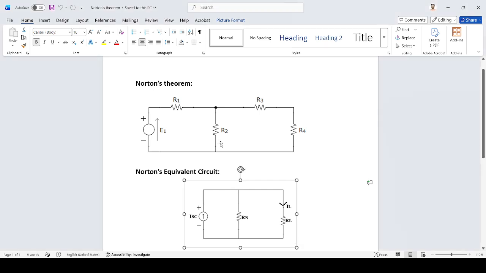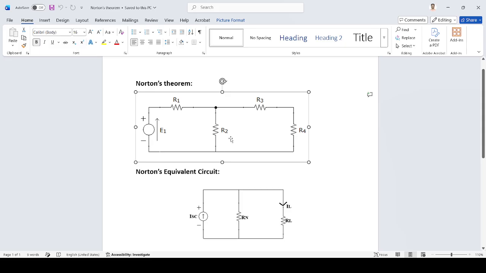Hello friends. So we are in this our session. Now we will design Norton's theorem on the platform of Tinkercad.